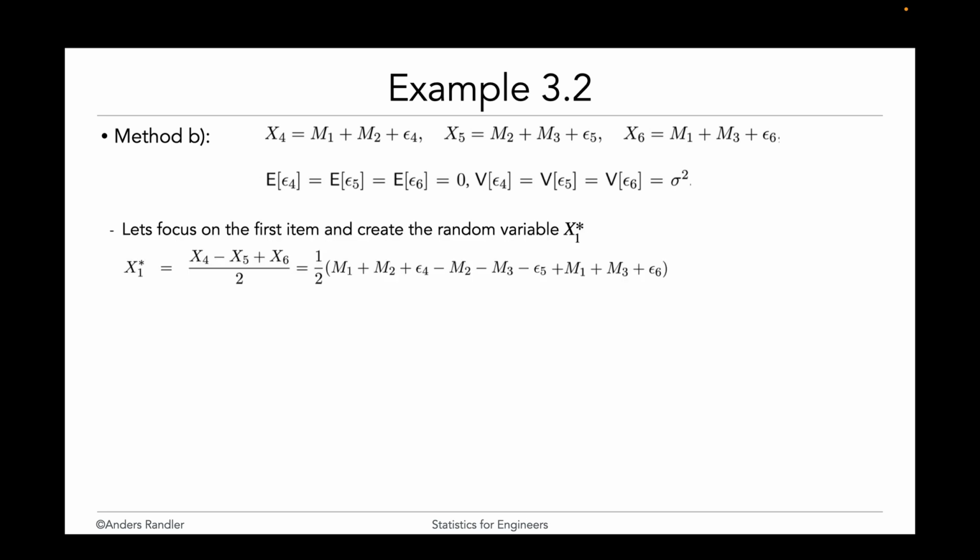But now let's focus on the first item and create a new random variable, x1 with a small star, just to mark that it is slightly different. And how do I get that? Well, this might not be obvious, but if you think about it, if you take this one, you take away this one, okay, you still have M1, you have taken away M2 and M3, and then you add this one. The M3 that you took away here is neutralized by this, but then you get one more M1, so you have 2 M1s, hence you have to divide by 2. So this should give you the result x1, kind of.